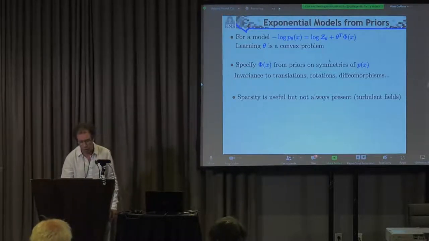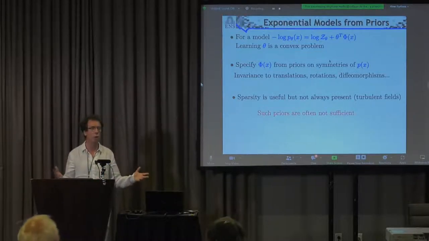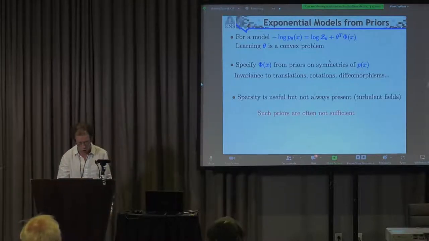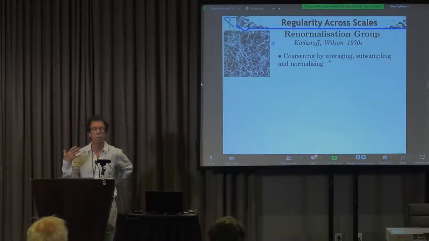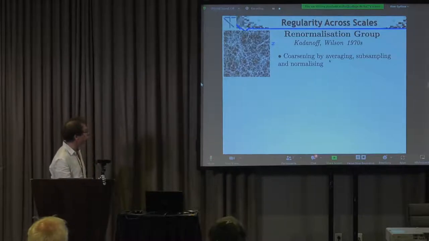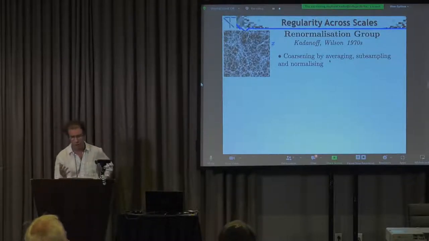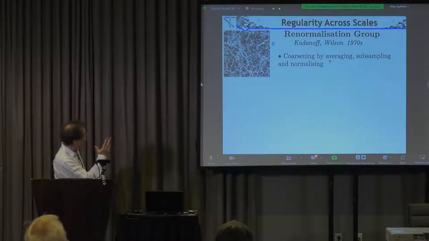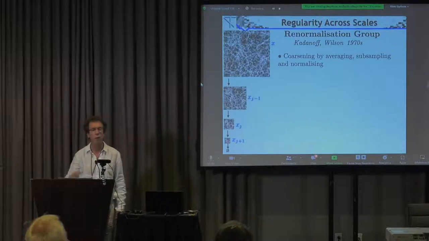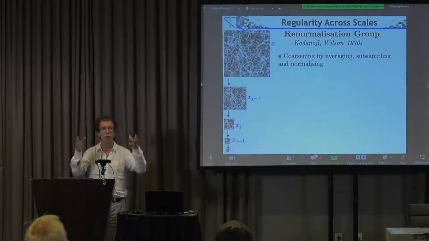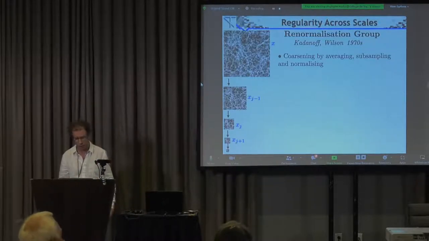And again, these are not sufficient in terms of priors to build up models that can describe probability distributions in very high dimensional models. One of the key ideas that I believe is very central to build models, and within the current deep networks, is the regularity across scales. And that, of course, is an idea that dates back to the ideas of renormalization group as it was developed by Kadanoff and Wilson. So the idea is you take a field and you progressively coarsen it by averaging, subsampling.